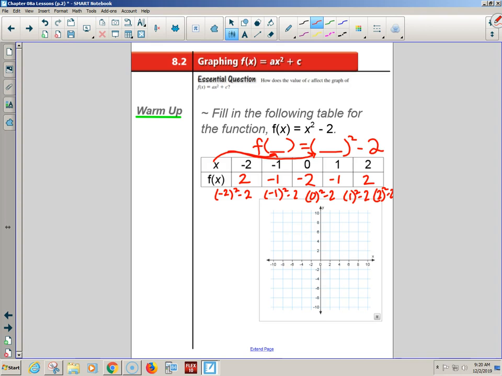1 minus 2. 0 minus 2, 1 minus 2, 4 minus 2. Okay, double check your plugging in. Once you have it, can you graph for me the x's and the y's? Each of these is an x and a y. If you guys need to for your brain, if this is too confusing, you can rewrite it as y. That's okay. You're not wrong. It's helpful for your brains. You can think of it as a y.